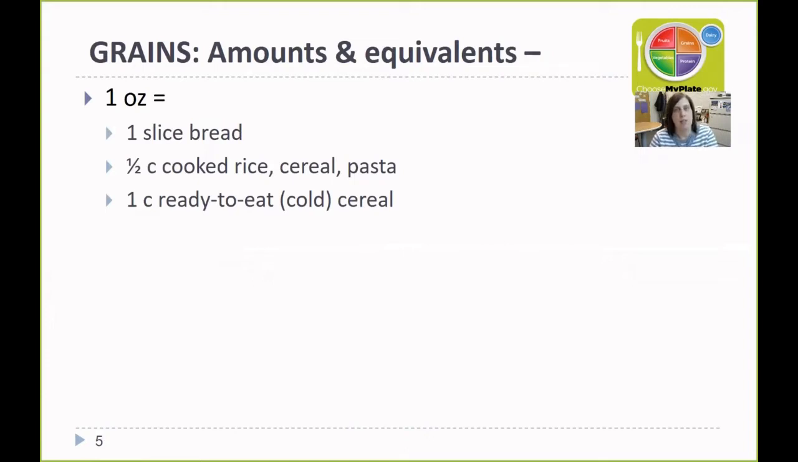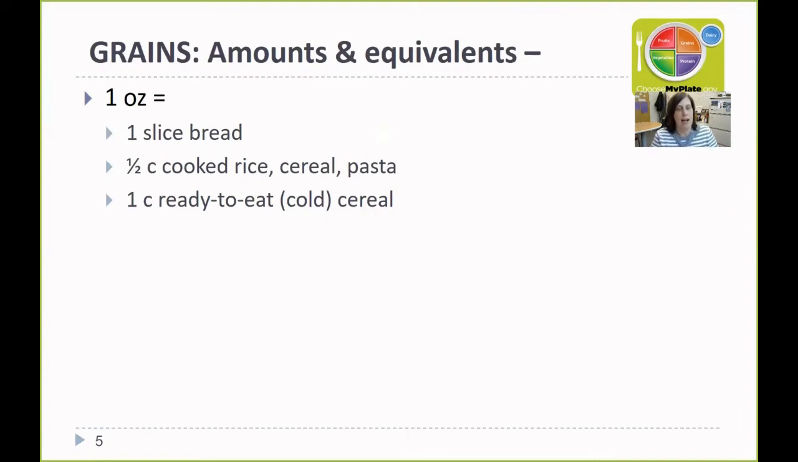But in order to figure out when you're consuming food, how many equivalents you've consumed, you need to know the quantity and the size and amount of food that you consumed and how that relates to equivalents. So 1 ounce grain equivalent is the same as 1 slice of bread. So I've got my food models here. So this is just a standard slice of bread, and this would be considered a 1 ounce equivalent.